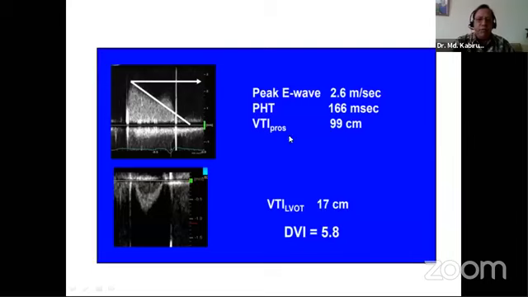This is the way to measure the DVI of the mitral prosthesis. You trace the continuous wave image, and you trace the LVOT pulsed wave Doppler image. Then you take the ratio and get the DVI. And this is the way to measure the pressure half time.